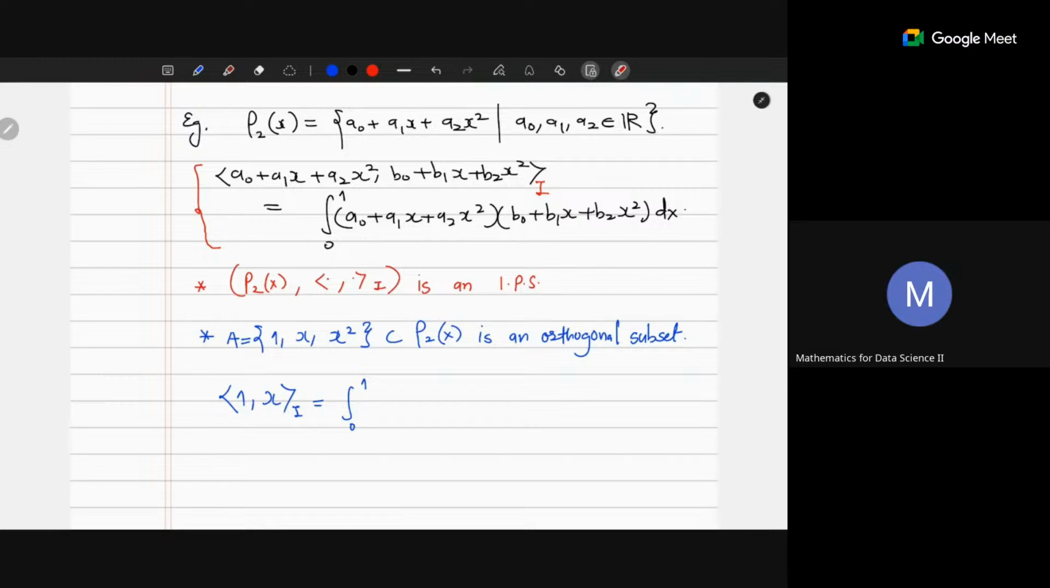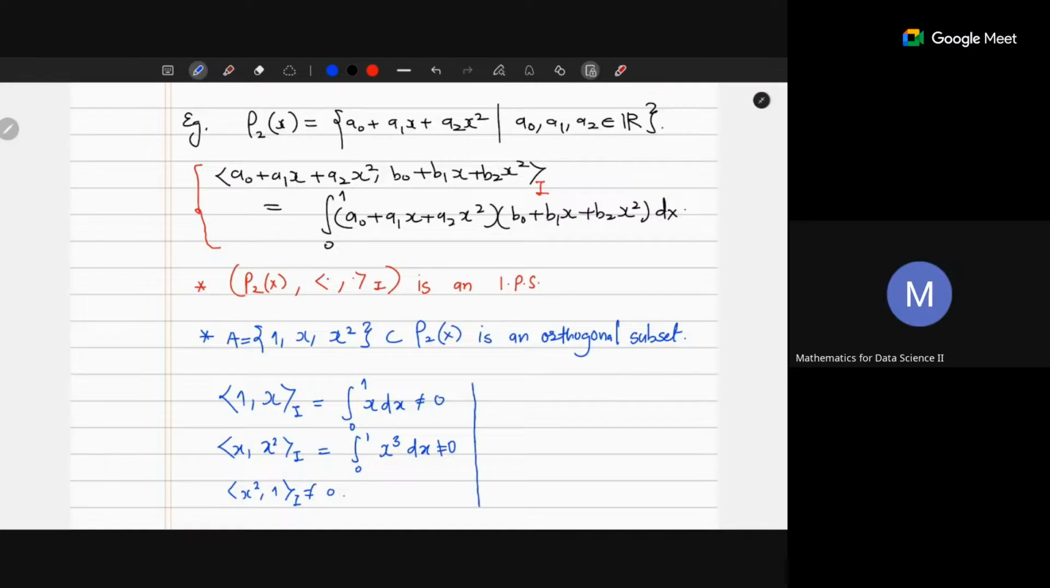So 1 and x, if I take the product of 1 and x, what would it be? It would be x, right? Yes, it should be x dx. So is it 0? Integration of x, is it 0? It's not. It's half. So it is not 0. Similarly, x and x², this inner product is also not 0 because it is going to be x³, which is not 0. And similarly, the inner product of x² and 1 is also not 0 because it is going to be the integration of x². All right. So they are not an orthogonal set.